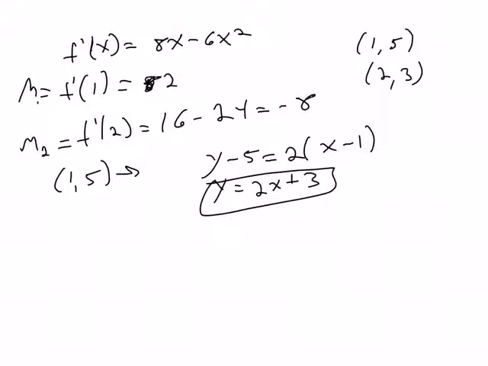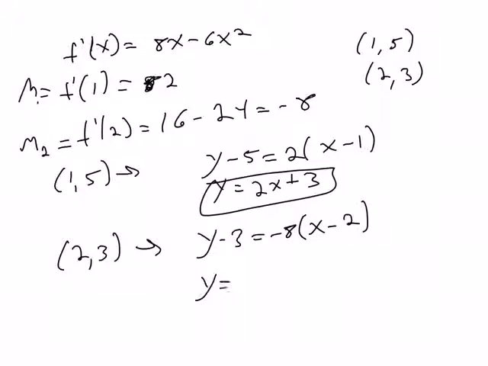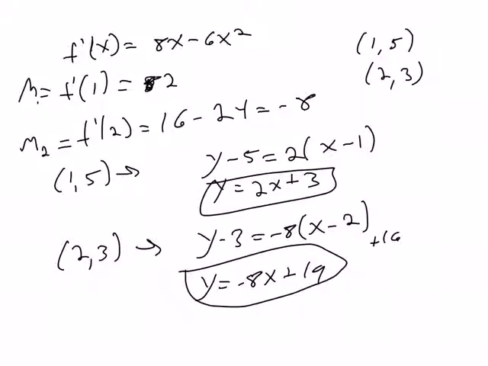And then for the second point, (2, 3), the slope is negative 8, so our line is going to be y minus 3 is equal to negative 8 times x minus 2. In other words, y is equal to negative 8x plus 16, and then plus 3, so this is going to be plus 19. So that is going to be our line.